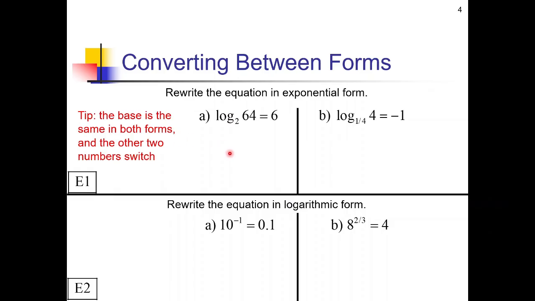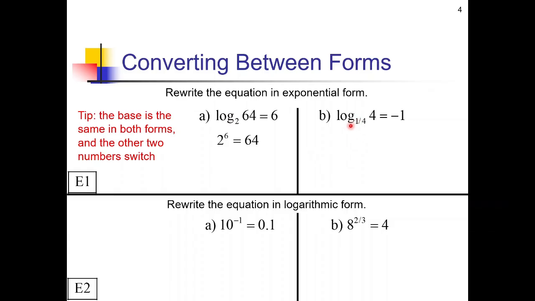So with that in mind, pause the video and see if you can rewrite these first two equations in exponential form. All right, so our first one, we have a base of 2, so this is going to be 2 to something equals something. And we switch the input and the output. So we're going to have 2 to the 6 equals 64. And the nice thing about doing this with numbers is you can look at it and say, hey, does that actually make sense? Is 2 to the 6th power actually 64? And it sure is.